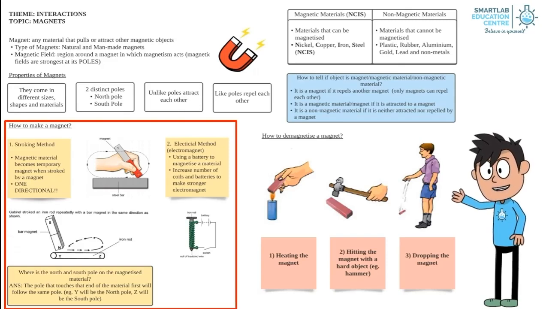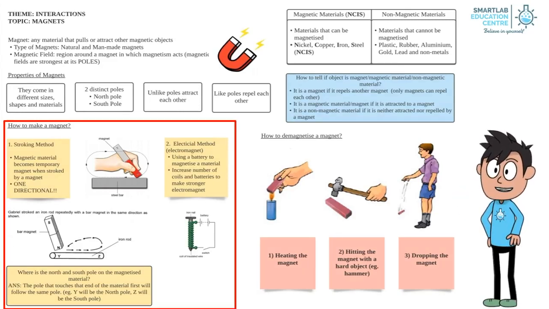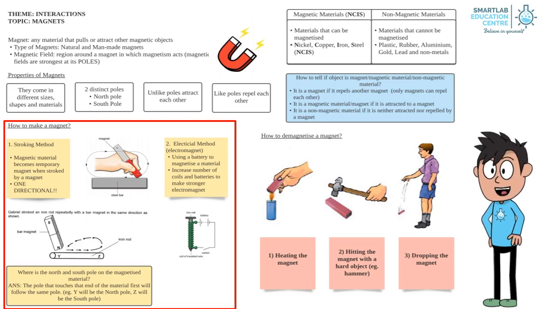The second way is by the electrical method. To make an electromagnet, a battery is needed to magnetize the magnetic material. The electromagnet can be made stronger by winding more coils around the magnetic material, or by having more batteries connected.